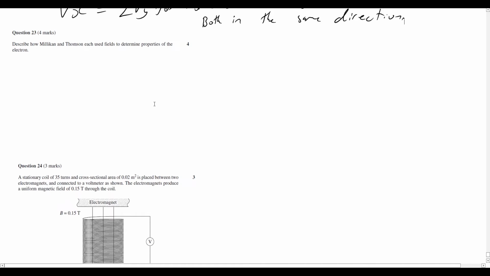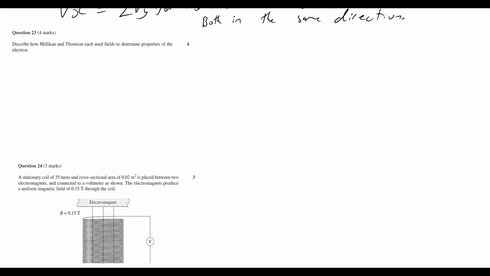So it asks us to describe how Millikan and Thomson each used fields to determine properties of the electron. So let's quickly familiarize ourselves with these experiments. So we know that Millikan is famous for the oil drop experiment, in which he atomized oil droplets and then was able to suspend them mid-air by balancing the forces from an electric field and the gravitational field. And for Thomson, we know that he was very, very famous for discovering the charge to mass ratio of electrons, and that was performed using electric and magnetic fields, balancing the forces on electrons.